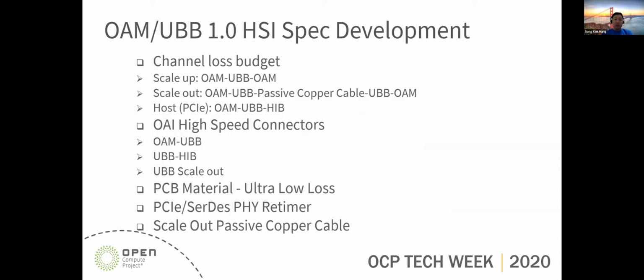So let's talk about the OAM UBB 1.0 high-speed interface spec development. At the time that we looked into how to define the spec for the OAM and the UBB, we talked to the OAM suppliers and looked at the channel loss budget. For the scale up, the interface is going to be from the OAM to the UBB, and from OAM to OAM is going to be an inter-module connection.